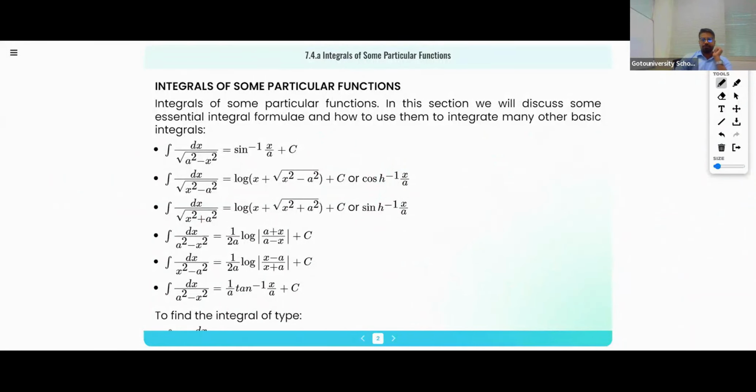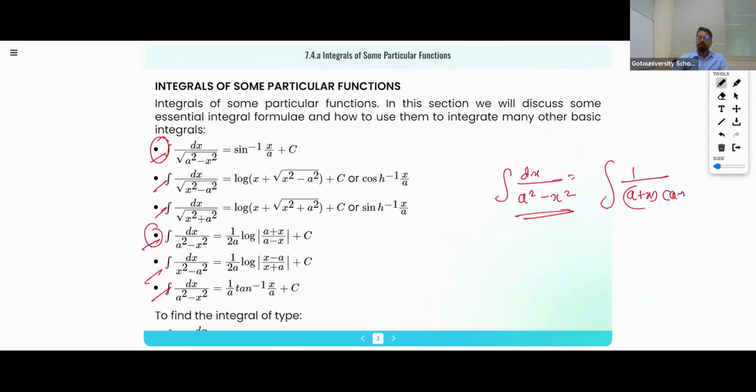Now we have this special function which is of the form 1 by a square minus x square dx. Please understand the difference between the fourth one and the first one. What is the difference? In the first three, we have the denominator within the square root, and in the last three, we have the denominator without the square root. So that's a major difference. I can easily prove this part by writing this as integral of 1 by a plus x into a minus x into dx.